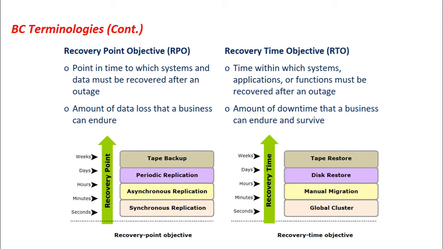We have the recovery point objective and recovery time objective. Recovery point objective is a point in time to which the systems and the data must be recovered after an outage, whereas recovery time objective is a time within which the systems and applications or functions must be recovered after an outage. Recovery point objective specifies the amount of data that a business can lose and still survive, whereas recovery time objective defines the downtime that a business can endure and still survive.